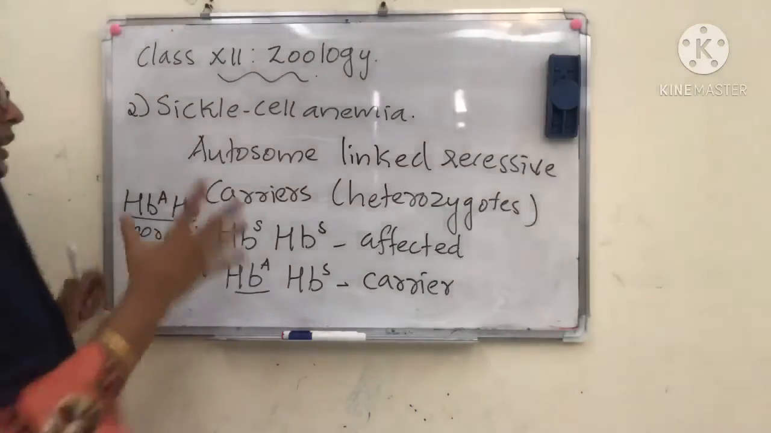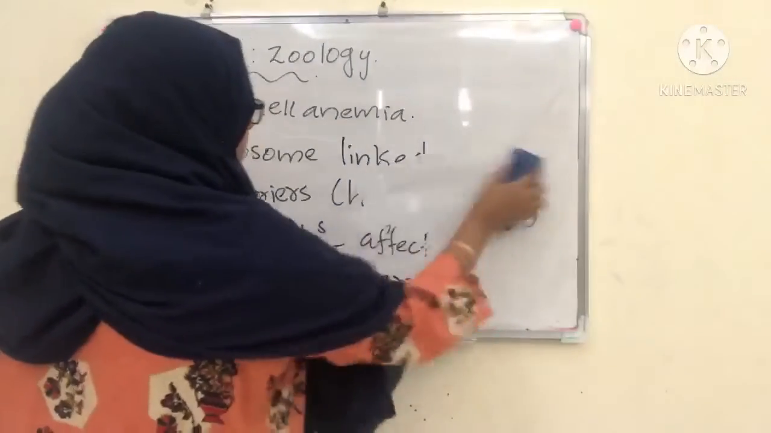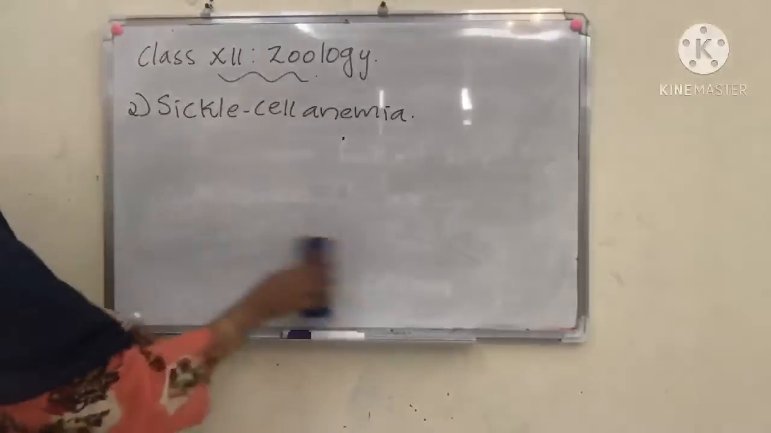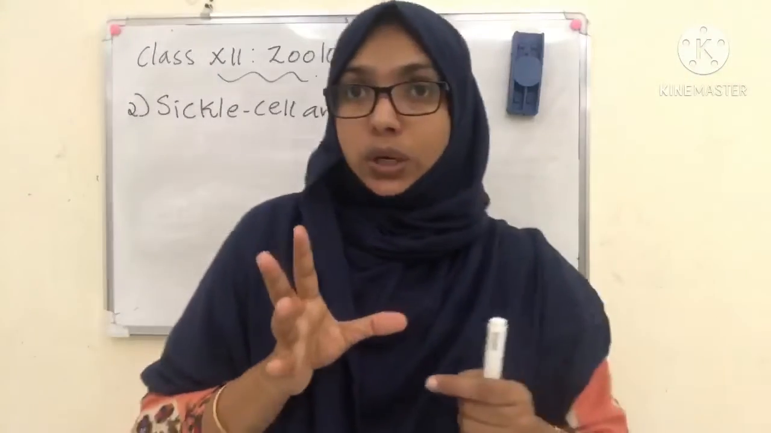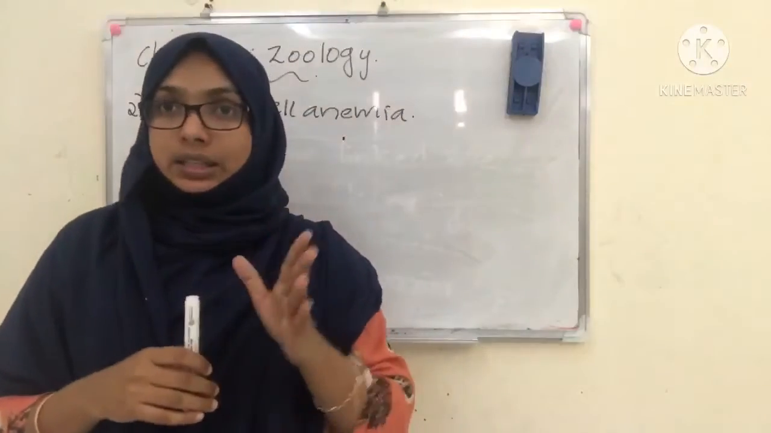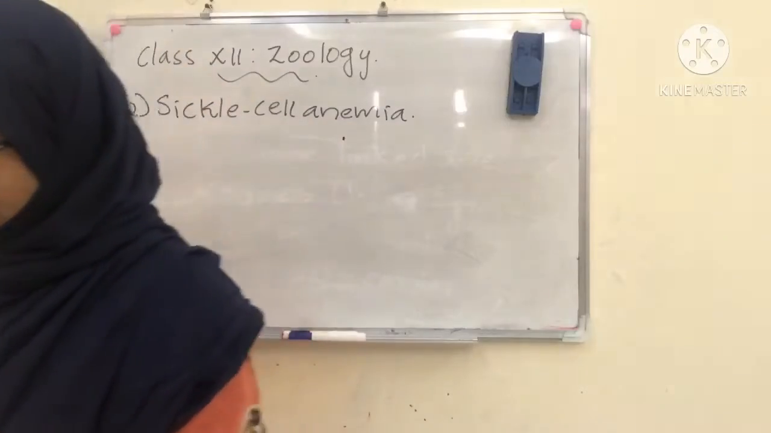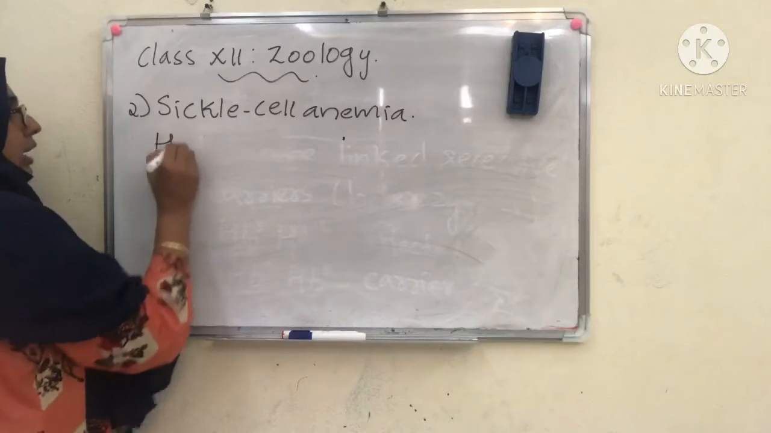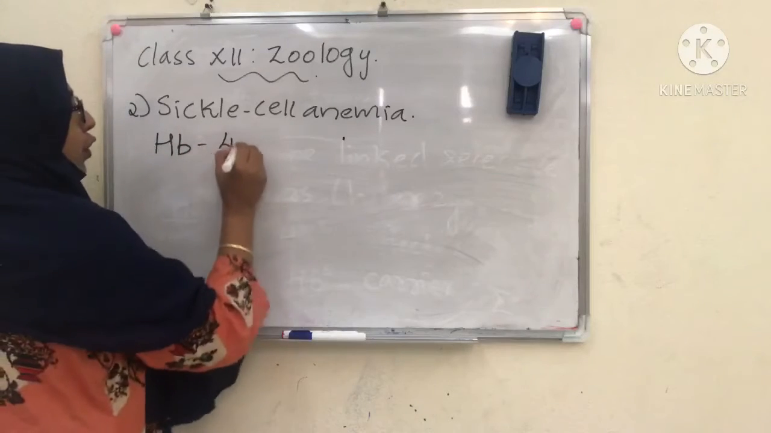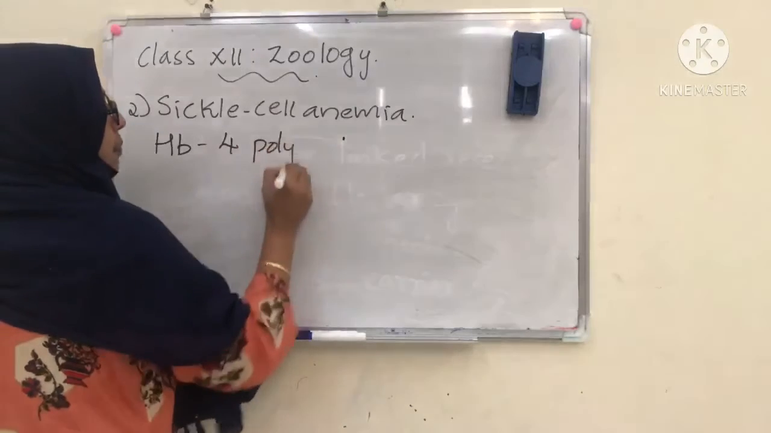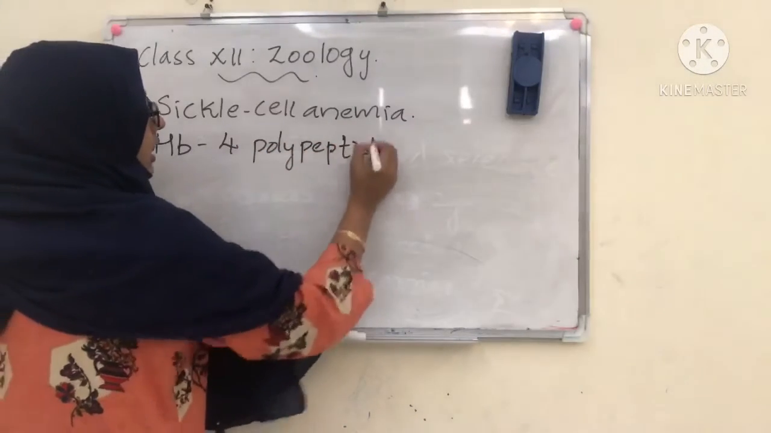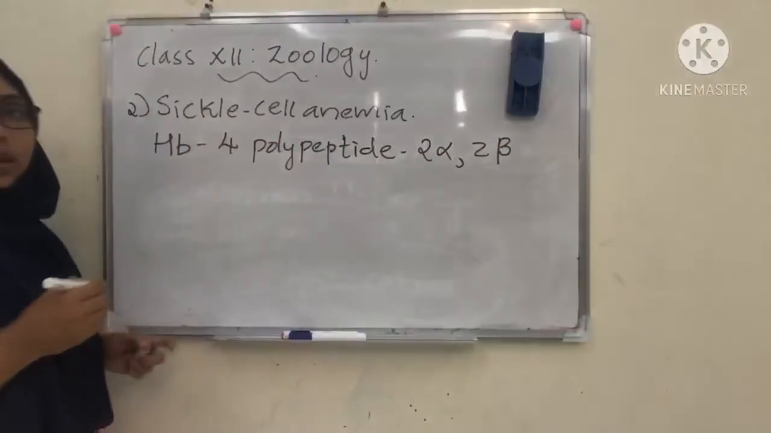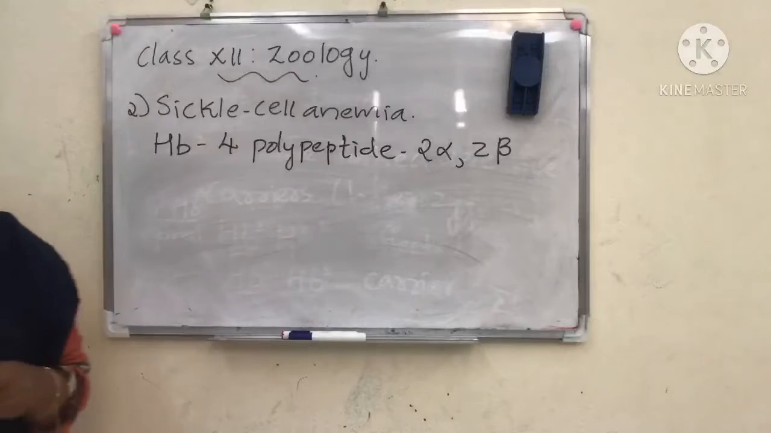Now we can see in detail how this disease occurs, or what the cause of this disease is. We said that a gene, a pair of alleles, is controlling this disease. Normal hemoglobin contains 4 polypeptide chains, with 2 alpha chains and 2 beta chains. Okay, 2 alpha chains and 2 beta chains.